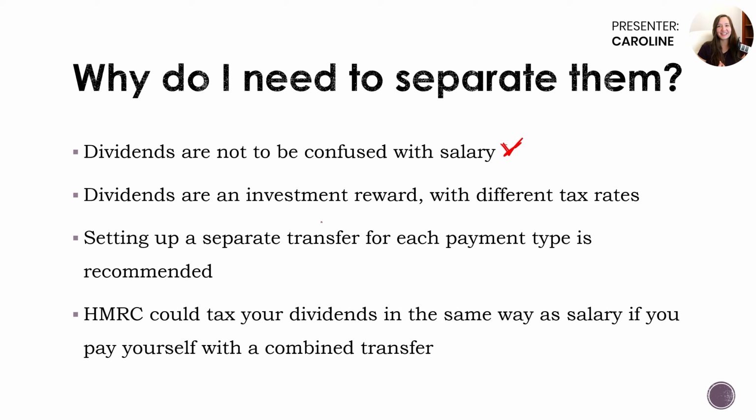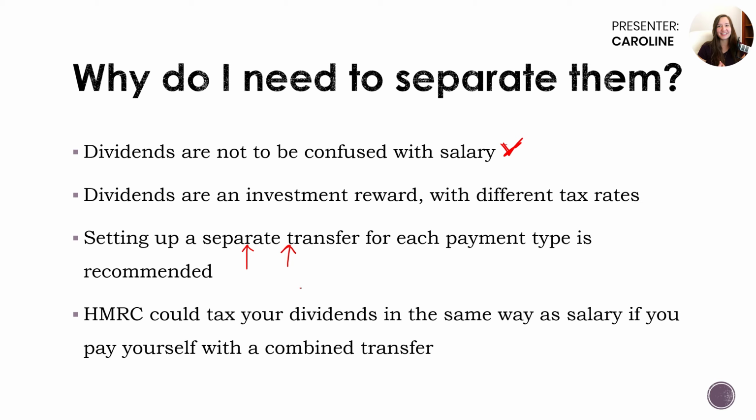If you paid out your dividends complete with your salary, all in one transfer to yourself every single month, what HMRC would do is likely have a look at those payments and decide that all of that should have been salary reported through PAYE. And they will backdate this tax, and you won't be a very happy director at this point. So basically what you want to do is make sure you create separate transfers for each payment method.